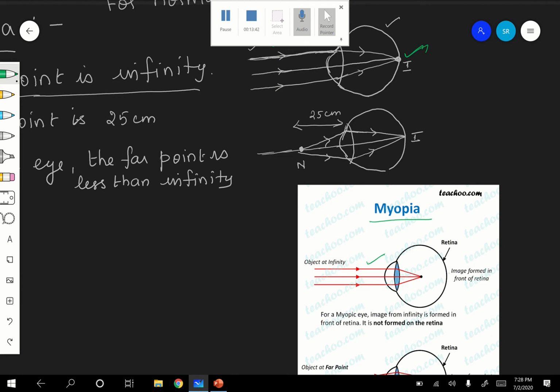Okay, it is formed in front of the retina. If the image is formed only on the retina, then the proper electrical signal will be converted and transmitted to the brain. But once it is formed in front of the retina, definitely what will happen? The signals may not reach the brain.